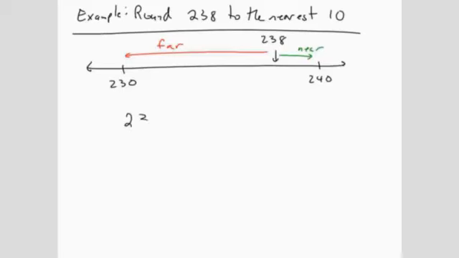To indicate this process, we will underline the place we are rounding to, which is the tens digit, and put an arrow under the digit to the right, which is the ones digit. The arrow points to the digit that determines whether we round up or round down. If that digit is 0 through 4, we round down. If it's 5 through 9, we round up.